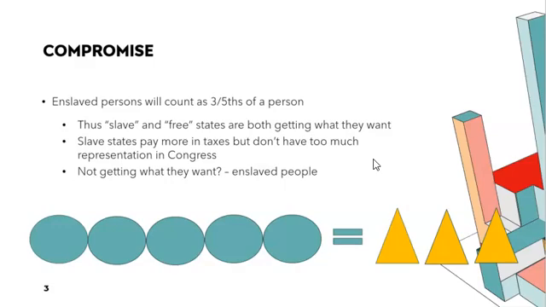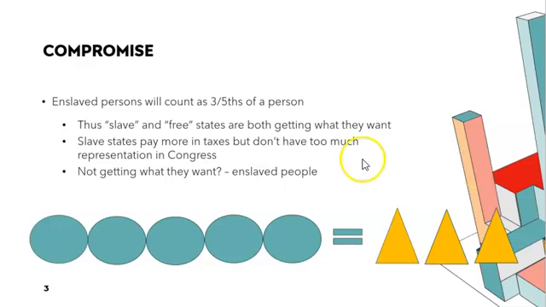Okay, so this makes both the slave and the free states feel like they are getting what they want. Slave states will pay a little bit more in taxes, but they won't get too much representation in Congress. Enslaved people, not getting what they want or even being considered, obviously wouldn't be happy with this compromise, because they lose no matter what the situation.